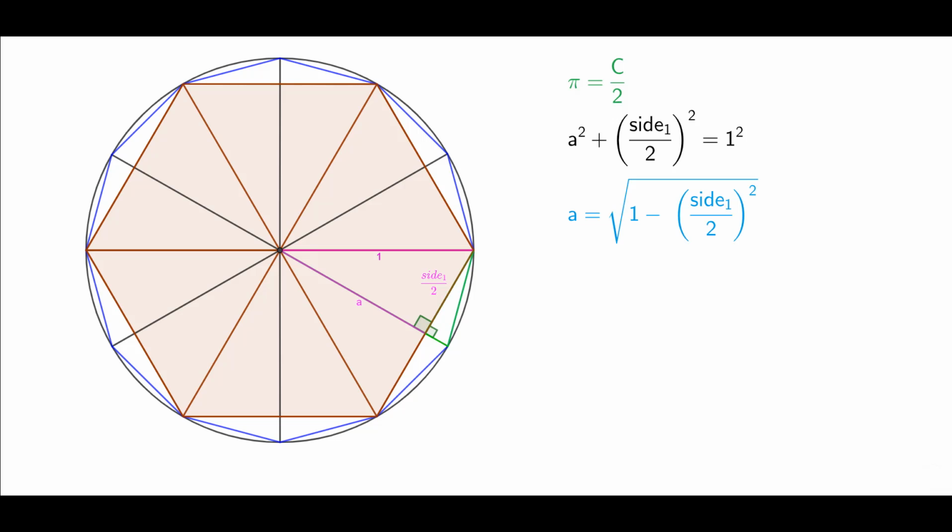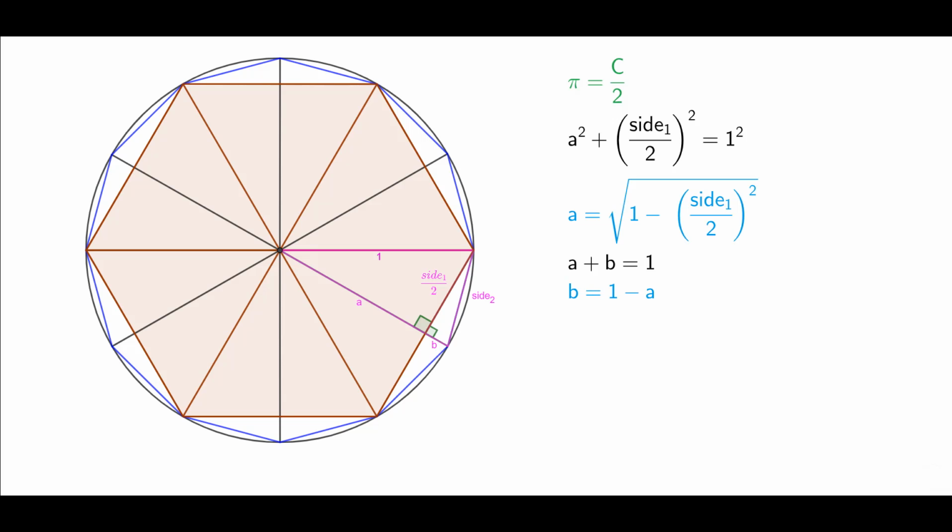So I'll look at this triangle now. I already know this side because it's the same side as the other triangle. I'll label this side side 2 because it's the side of my 12-sided polygon. I'll label this side b because I don't know its value. But since I know the radius of the circle is 1, I know that a plus b equals 1. And if I do some algebra, I can solve for b.